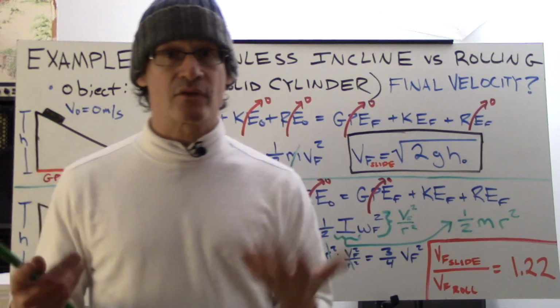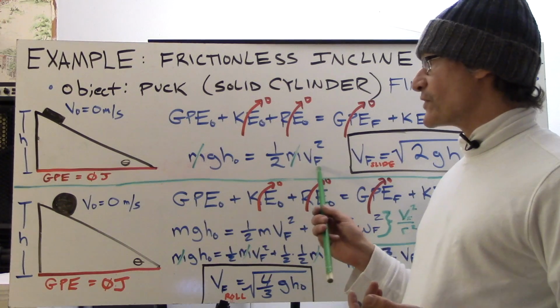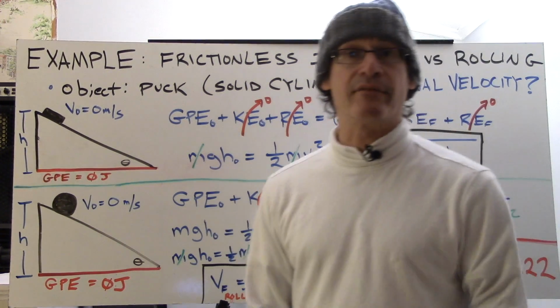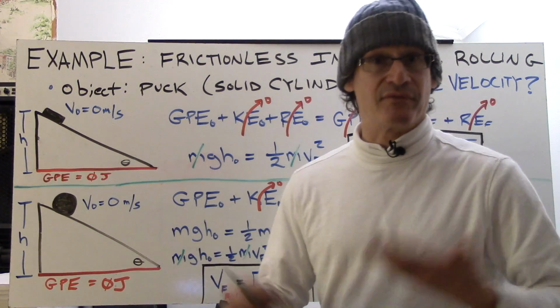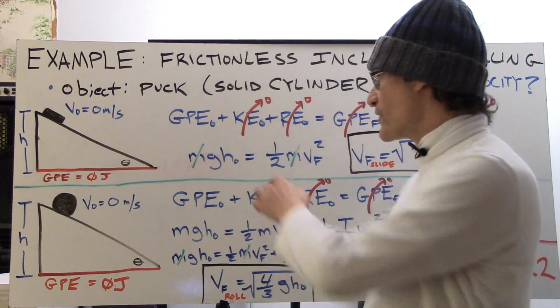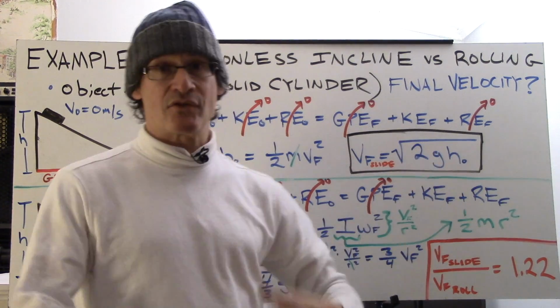So what does that look like in terms of the variables? mgh equals 1/2 mv squared. Notice that both terms have an m in them, so we can cancel them out. Masses cancel out. The velocity is not dependent on mass at all. It's just dependent on gravity, so the value for gravity.